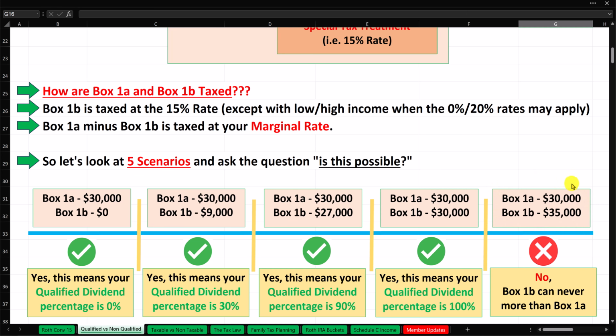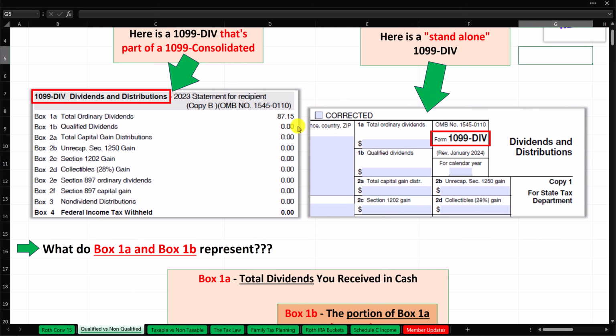If you ever were to see something like this, which is highly unlikely, you want to get on the horn with your broker and tell them, hey, there's a mistake on this form, and they will send you a revised copy of the 1099, and it will have this box right here checked. That means this is a corrected version of the same form, because there's no way that box 1B was going to be more than box 1A.